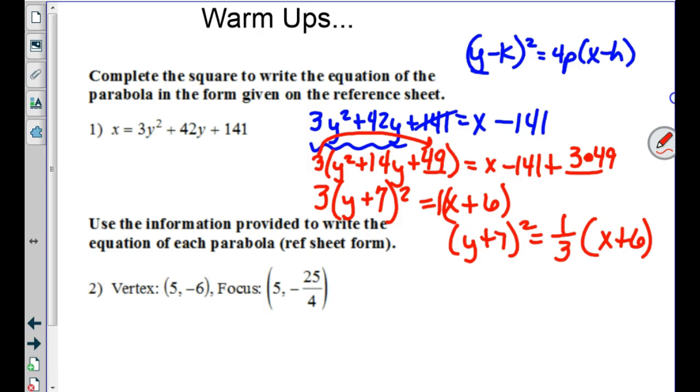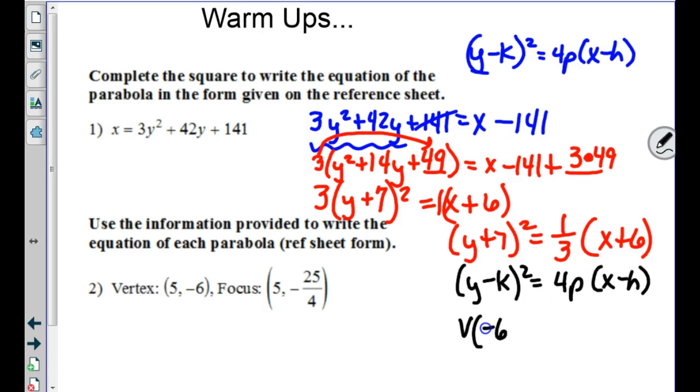Okay, I'd like to keep going just a little further because I'm concerned about this. We have not done a lot of practice where p is a tiny decimal or fraction. If this is y minus k squared equals 4p x minus h, the vertex is at hk, which would be -6, -7, okay? But the p value here, we have 4p equals 1/3. How do we solve that?